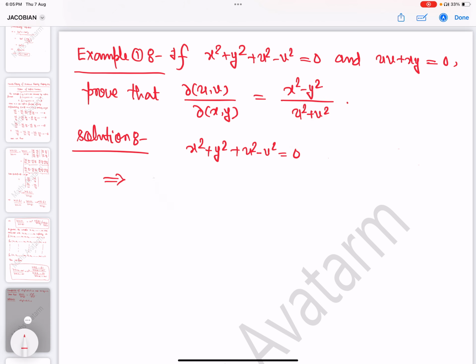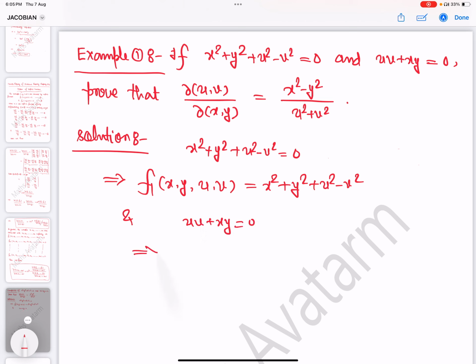So this implies F1(x, y, u, v) is equal to x square plus y square plus u square minus v square. And uv plus xy is equal to 0 means what? F2(x, y, u, v) is equal to uv plus xy. Okay.